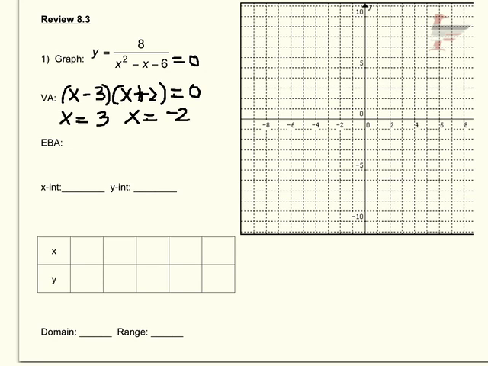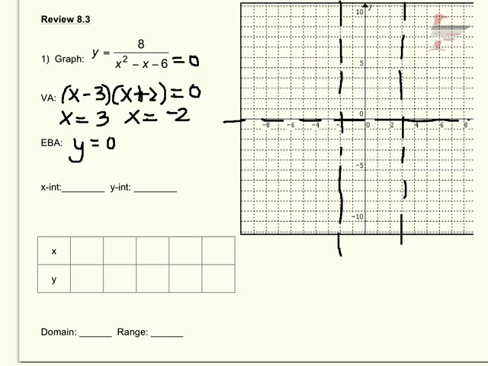So I will plot those. So there's those two vertical asymptotes. And my end behavior asymptote, because the degree on top is 0 and the degree on the bottom is 2, the degree on top is less than that of the bottom, so I know that my end behavior asymptote is simply going to be y equals 0, so I'll draw that in.